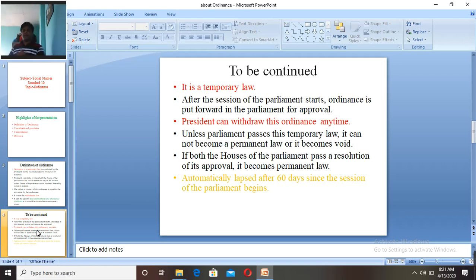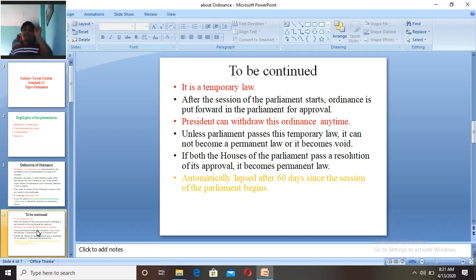Yes, I have already gone through this statement. If parliament does not pass this temporary law, it cannot become a permanent law of the nation. And if both houses of the parliament pass a resolution of its approval, it becomes permanent law. Yes, both the houses of the parliament, I'm talking in the context of Nepal, and the legislature of Nepal is bicameral in nature. So both the houses should agree to pass this ordinance in order to make it permanent.